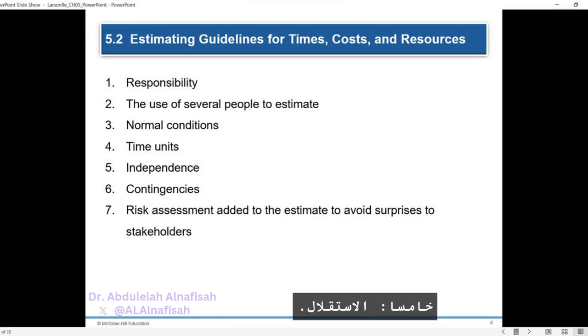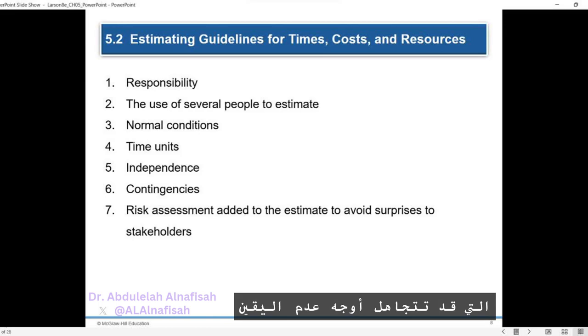5. Independence. Each task should be treated as independent to avoid aggregated estimates that may overlook uncertainties and result in optimistic estimations. 6. Contingencies. Work package estimates should not include allowances for contingencies. Instead, an extra fund for contingencies should be created by top management to handle unforeseen events.